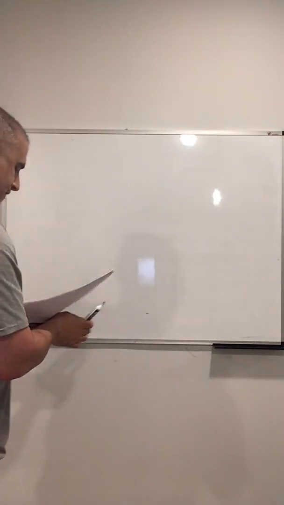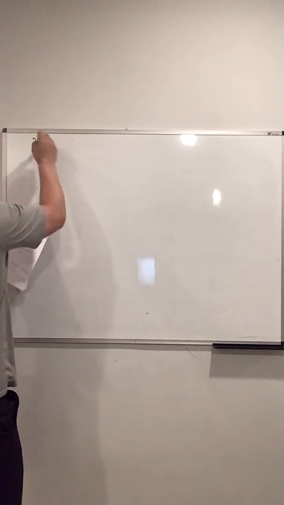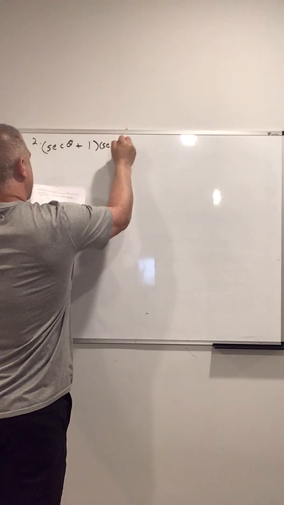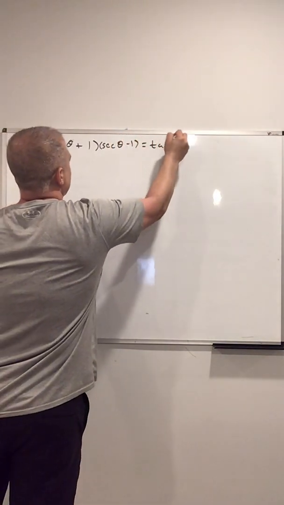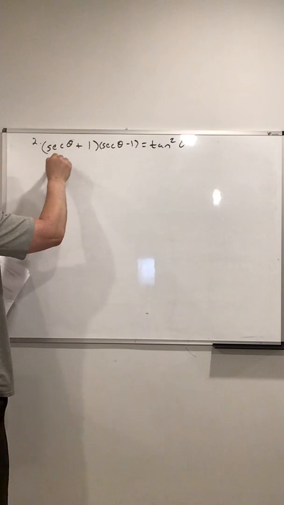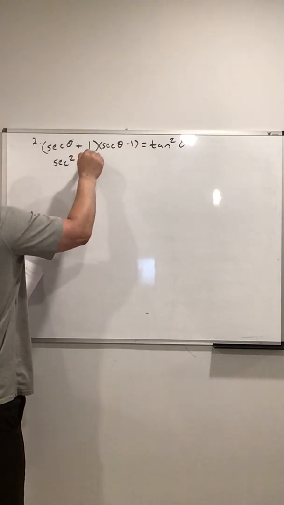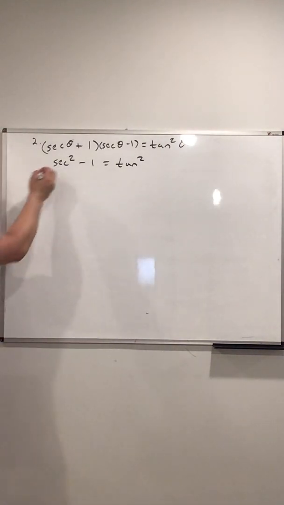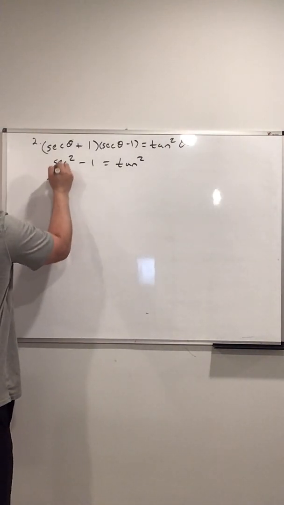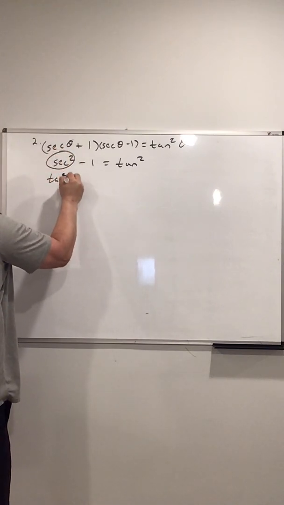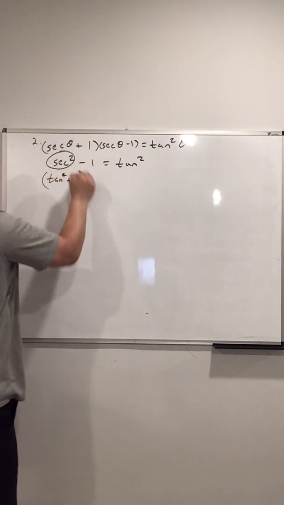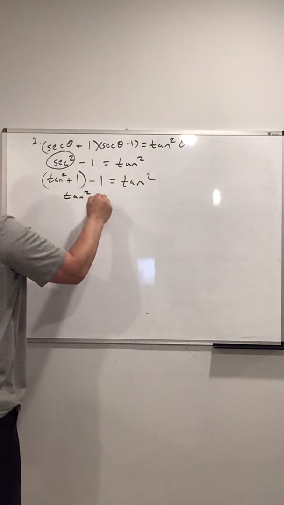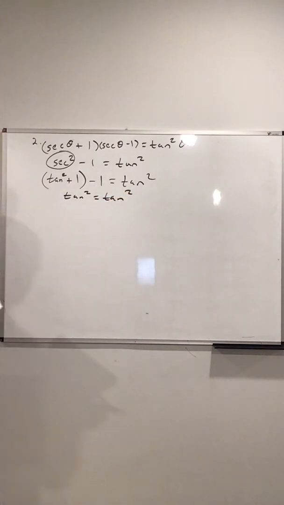Very simple proof here. Secant theta plus 1 times secant theta minus 1. We have to show that that equals tan squared. Very simply, that's a difference of squares, so that would be secant squared minus 1 equals tangent squared. What we know is that secant squared equals, this is an identity, tan squared plus 1. So if you substitute that in, the 1s go away and you've got tan squared equaling tan squared.